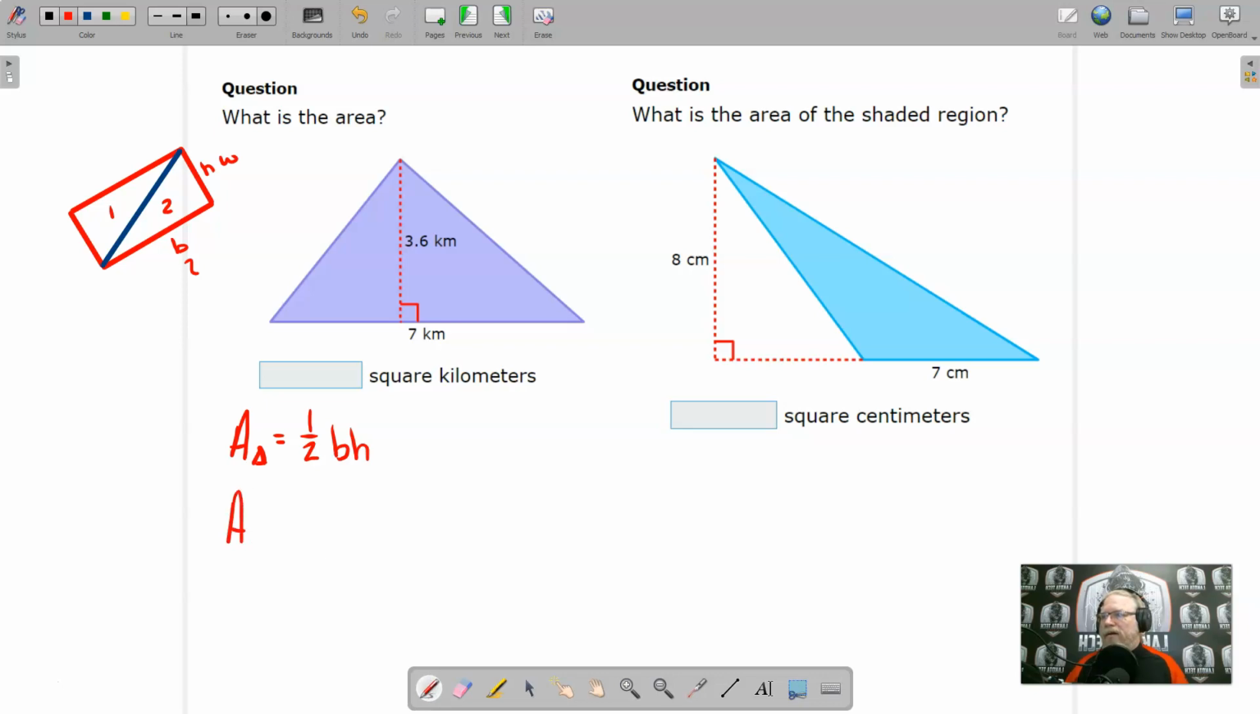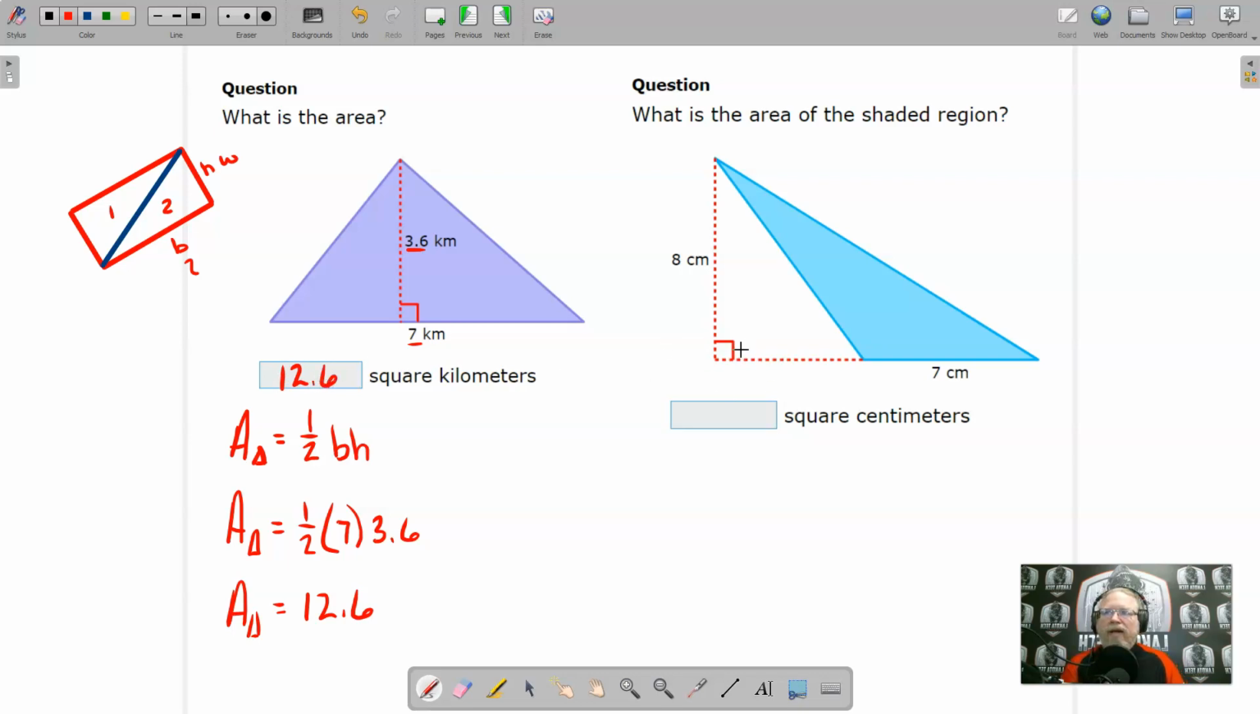So the area of this triangle is equal to 1/2, and the base in this case is going to be 7. I'm getting that from right here, it's 7. And then times the height, which is this 3.6. Now I'm going to calculate the area of this triangle. For 1/2 on the calculator, I'm going to put in 0.5, times 7 times 3.6. And that's going to give me a product of 12.6. So the area for this triangle is 12.6.